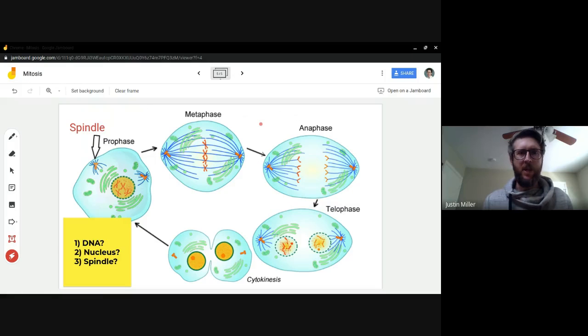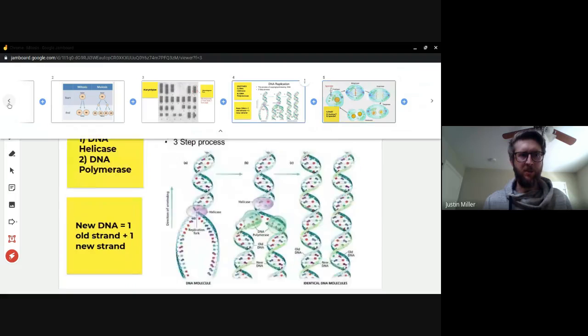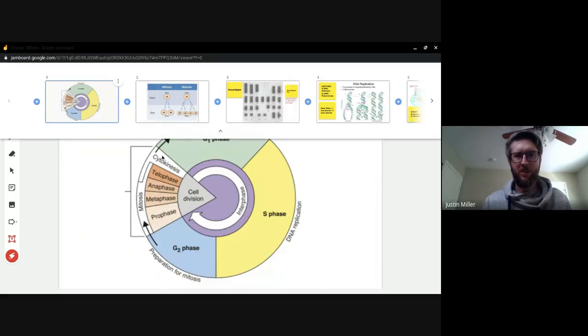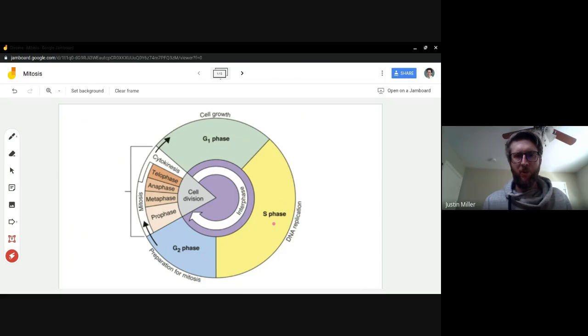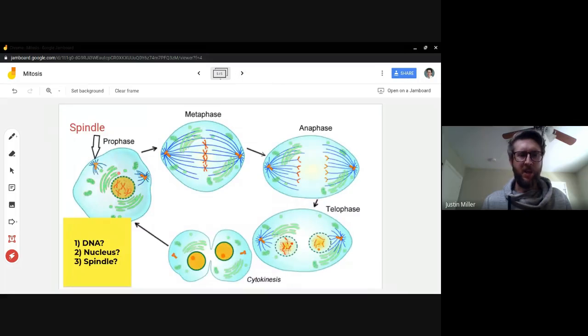All right. And then we need to talk about the stages of mitosis. So once again, I'll go back to the cell's life cycle. We just talked about DNA replication that happens in the S phase. And then in G2, it's preparing for mitosis. And then we get into the actual act of dividing and cutting the cell in half to make two separate cells. And that's what happens here.